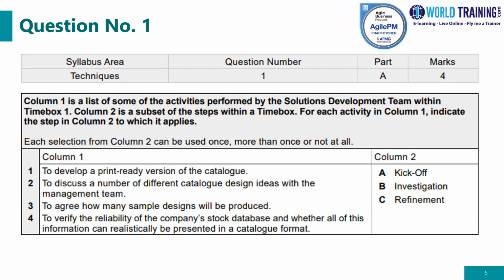Now, after kickoff, to decide products and acceptance criteria and investigation, refinement is where most of the development and testing work is done. So the answer for 1 is C. The answer for the second one is B, which is investigation. And the aim of investigation is to provide a firm foundation for the work to be carried out. This will entail confirming the detail of requirements before going into the development process.